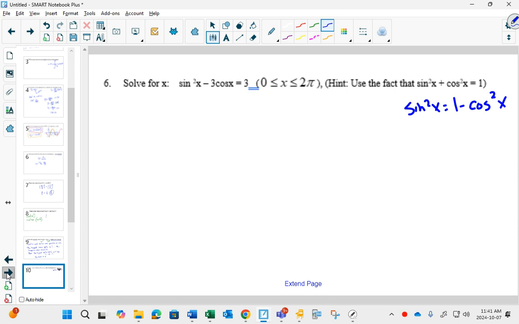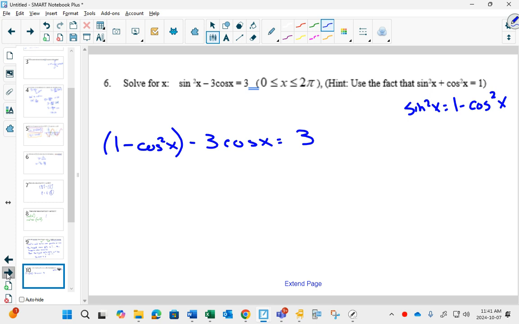And you can't use the quadratic formula, and you can't factor when they're different. You could factor or use a quadratic formula if you had only sine x and only cos x, but not when you have the two different ones. So we use the big idea, we use the hint, and we say, well, I could rewrite this whole equation, but instead of starting with sine squared, I could substitute in 1 minus cos squared, because the big idea tells me those are the same. Sine squared x is equal to 1 minus cos squared x.